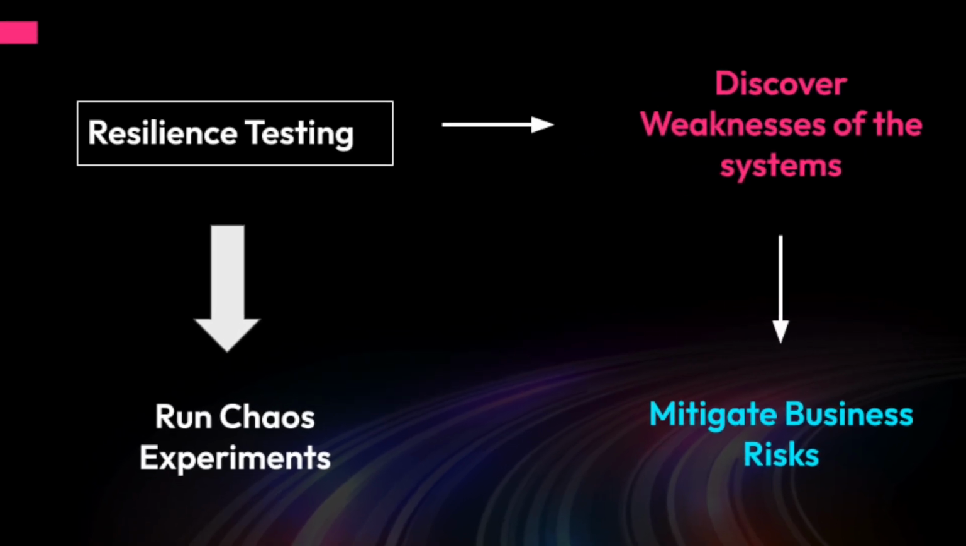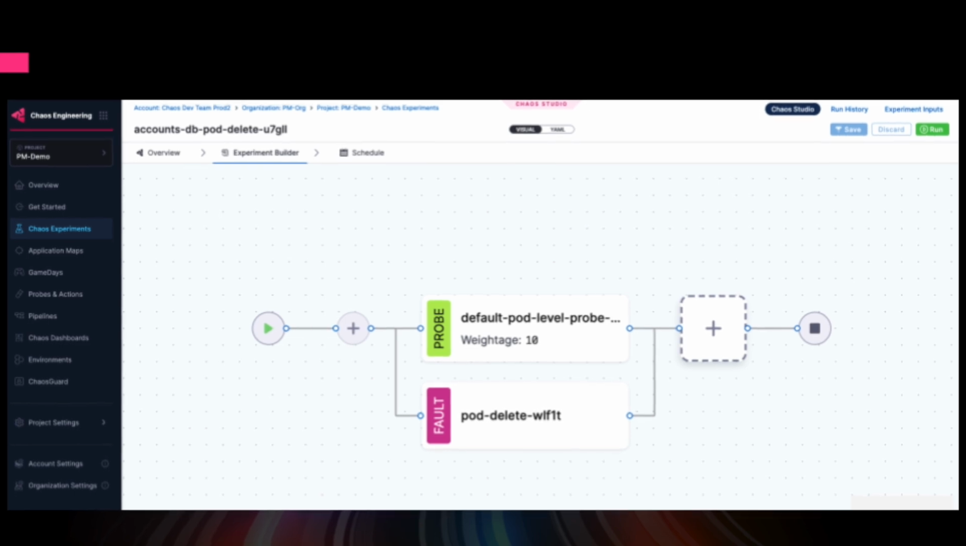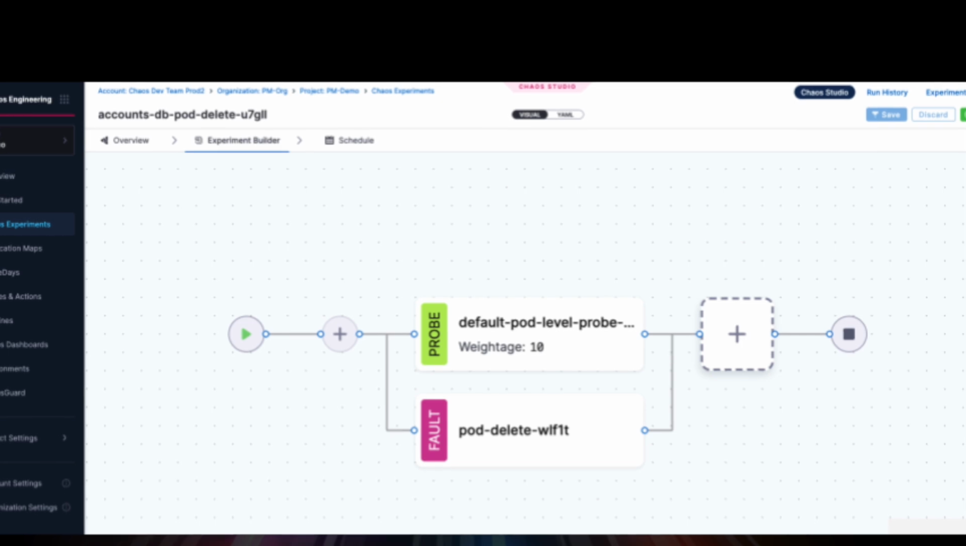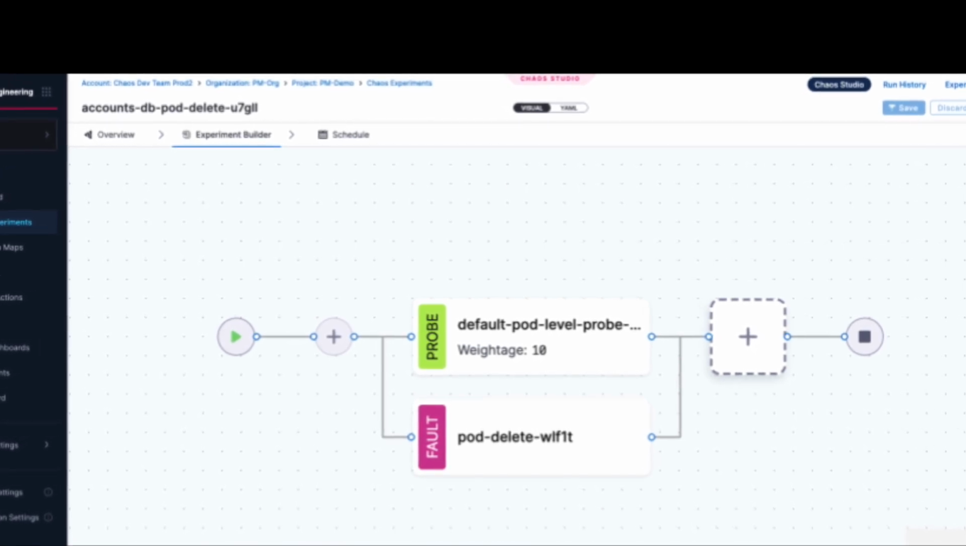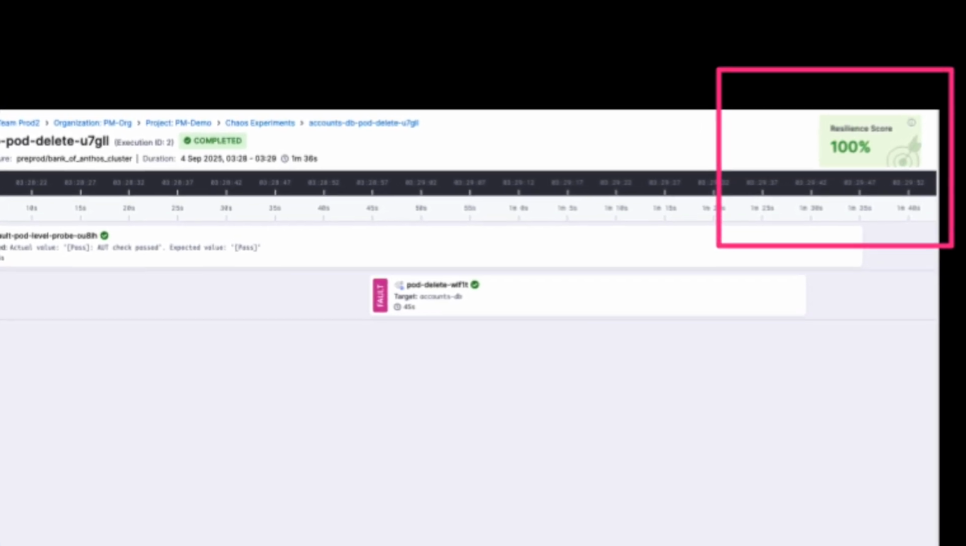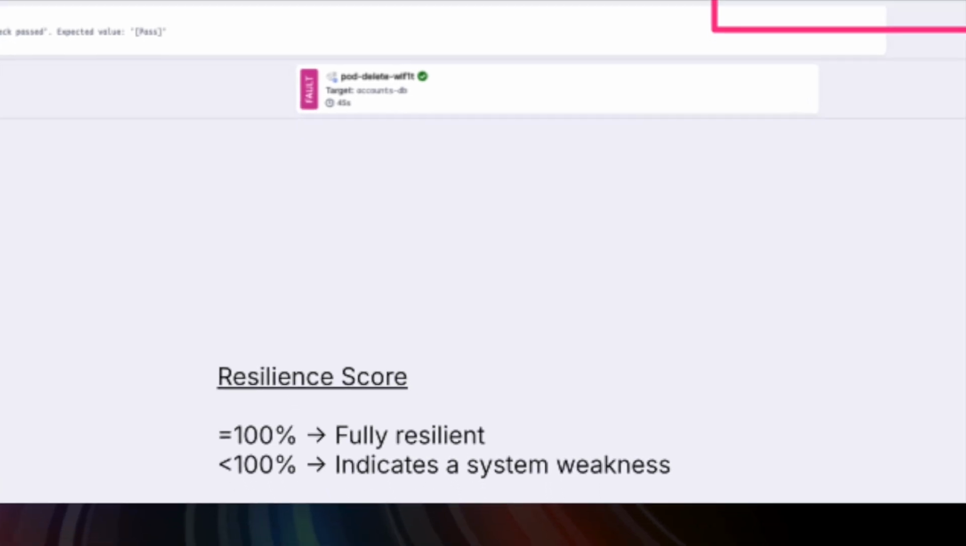Resilience testing is done by running chaos experiments. A Harness chaos experiment injects faults in a controlled manner and measures the resilience of the system by checking the expected state using resilience probes. It provides a resilience score between 0 and 100, indicating how resilient the target system is against injected failures.